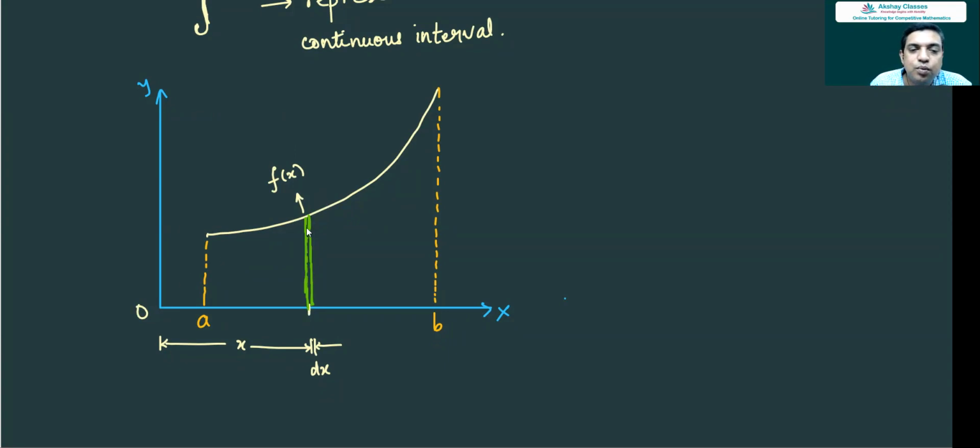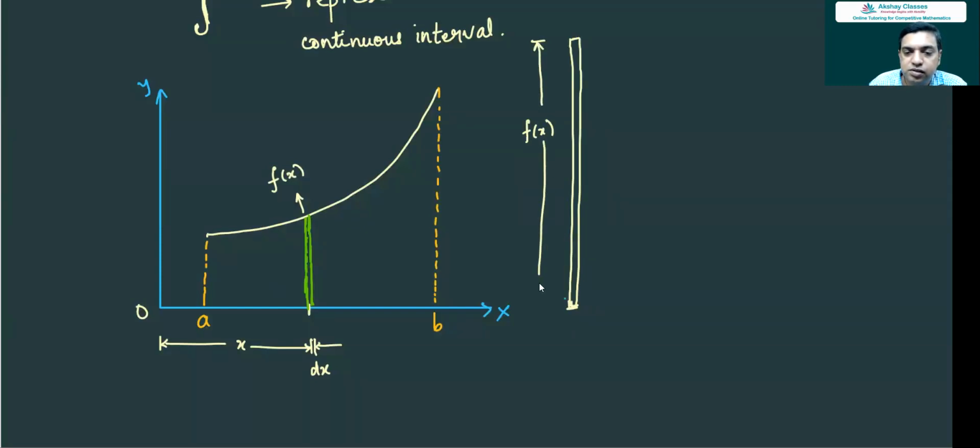So now when we expand this particular strip, because it is thin, we can equate the strip to a very thin rectangle. So this height is f of x, and this width is dx. So this area is height times width of a rectangle. It is f of x dx.